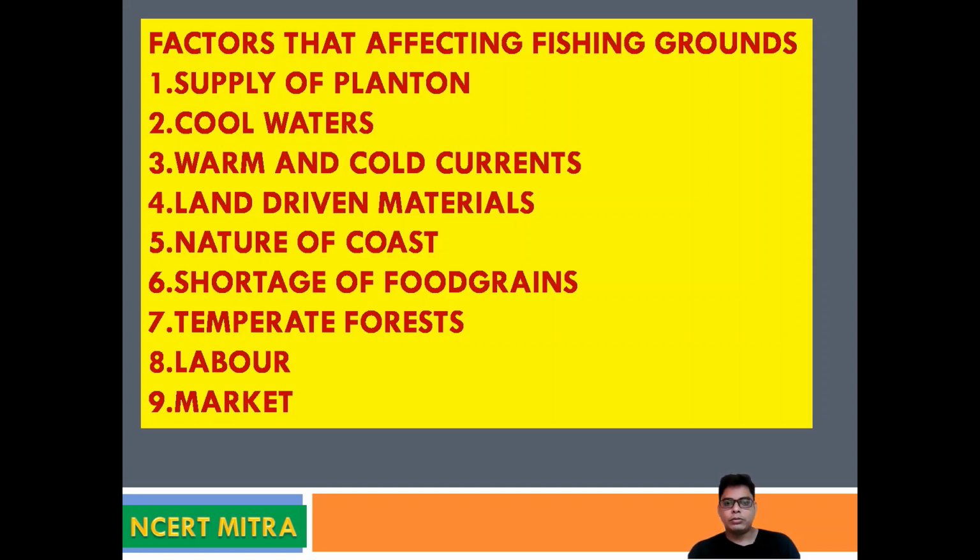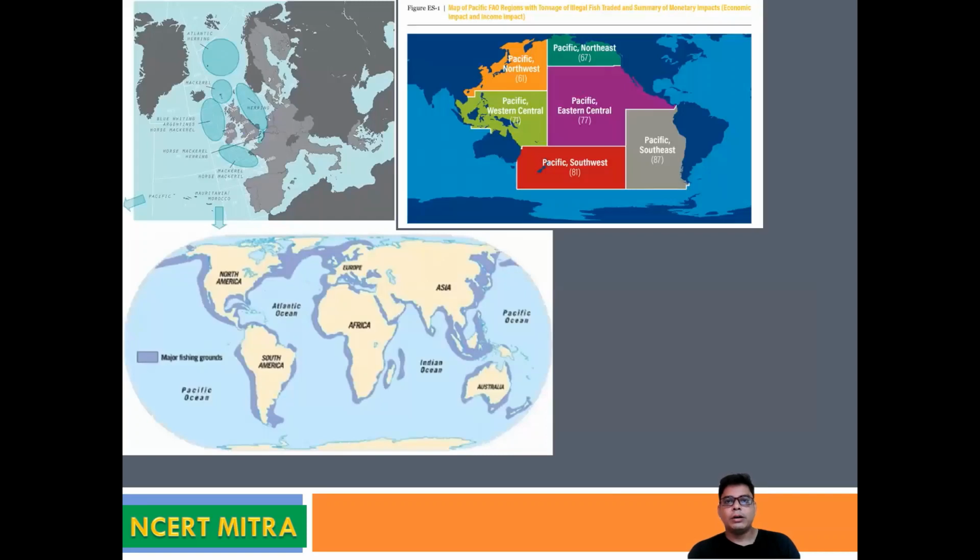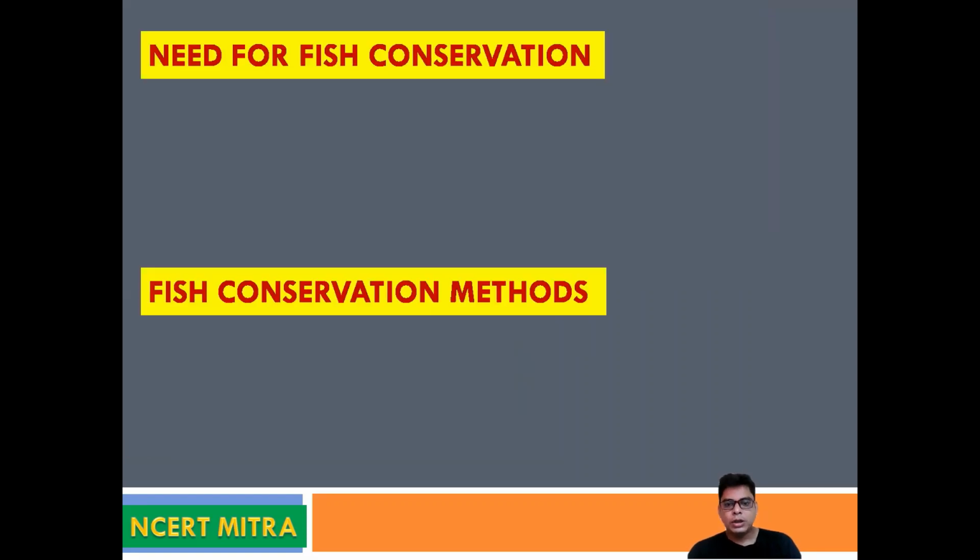These are the factors we already discussed. In the background you can see a number of things, such as the names of fishing grounds, like the Atlantic herrings, then the herring fish and blue whiting in that area. These are the areas in the Pacific Ocean, the Atlantic Ocean and the Indian Ocean where we can catch fish. Then we can discuss the need for fish conservation.